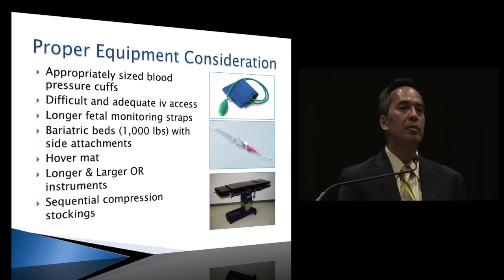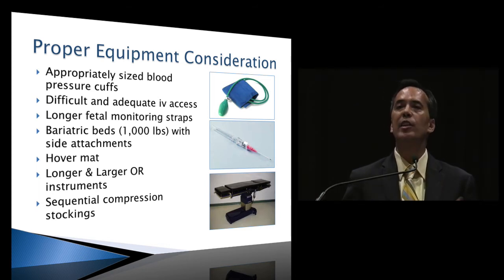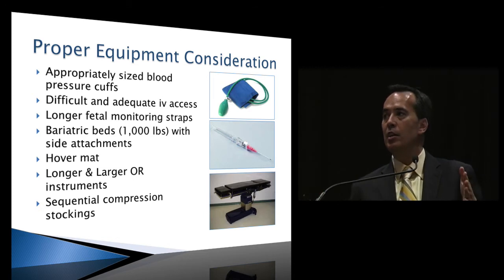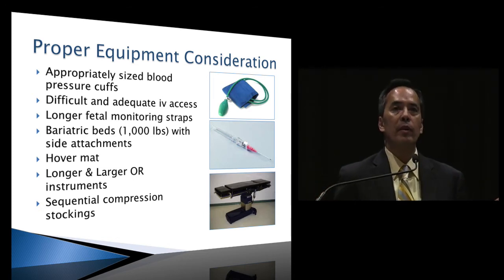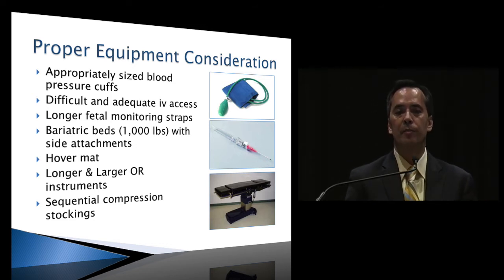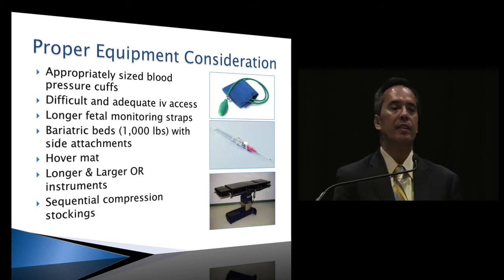How about bariatric beds that are able to withstand all the weight and don't fall or have problems? You also need side attachments so that when you do left uterine displacement, the patients don't fall over. Also, even having hover mats available, because you don't want to break your back trying to move these patients. You need longer and larger OR instruments and sequential compression stockings for prevention of DVTs.